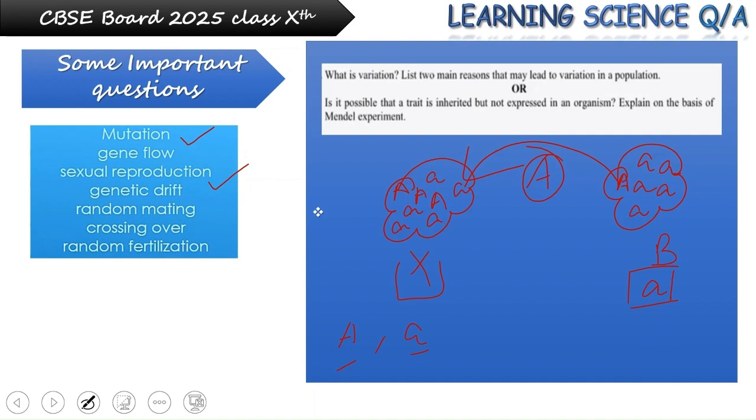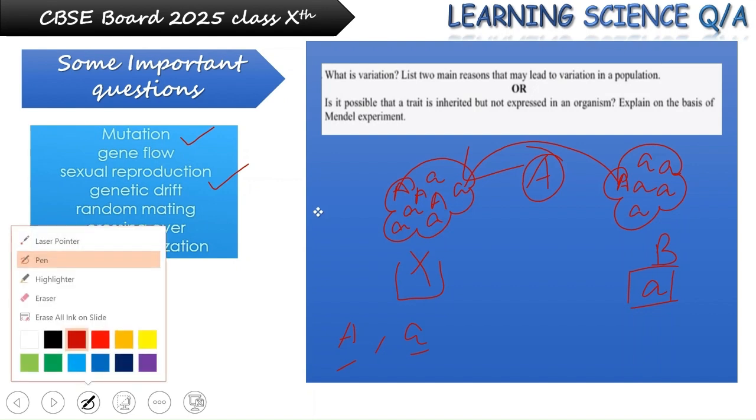Next is random mating. When individuals are allowed to mate with any kind of gene, that will lead to changes in the population. In reproduction, when two different kinds of genes can meet up and give a new kind of combination in the progeny, this is random mating. During reproduction, crossing over and fertilization are two processes that may take place and lead to variation. So out of these, you can write any two that you find suitable.